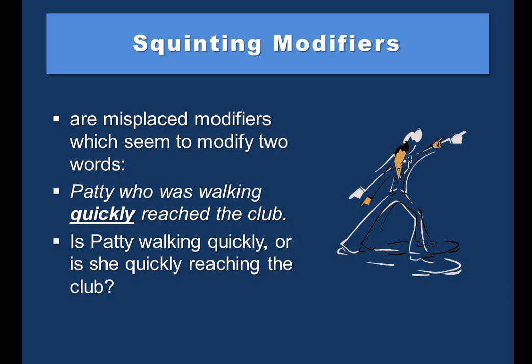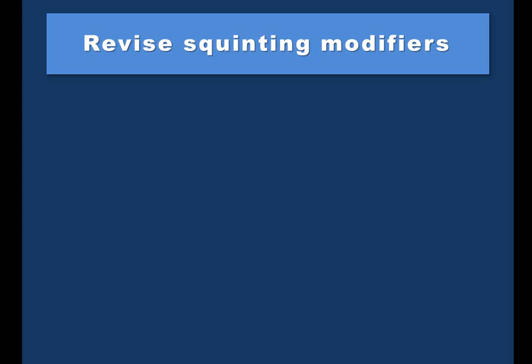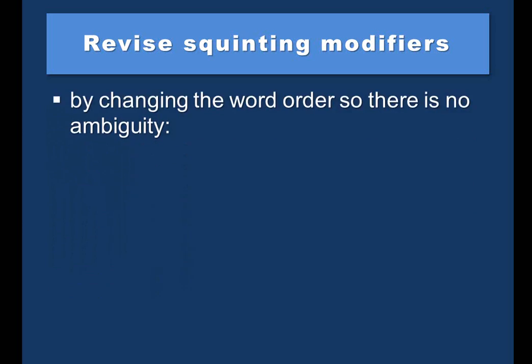Now revising squinting modifiers. How would you do that? By changing the word order so that there is no ambiguity. And as said earlier, squinting modifiers and split infinitives both are a part of misplaced modifiers only.